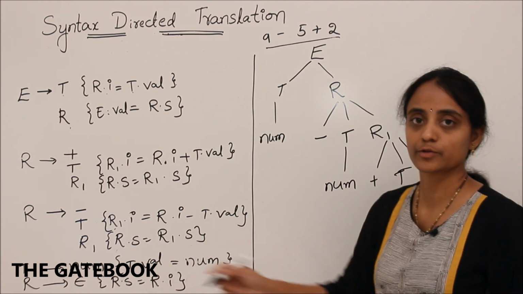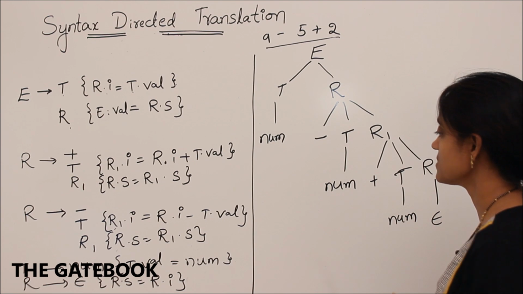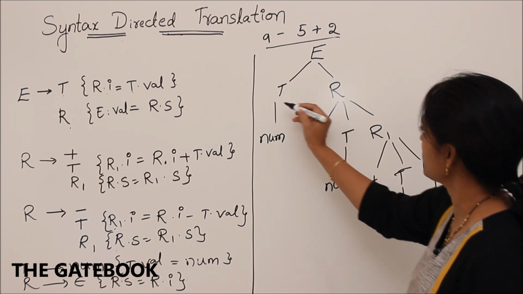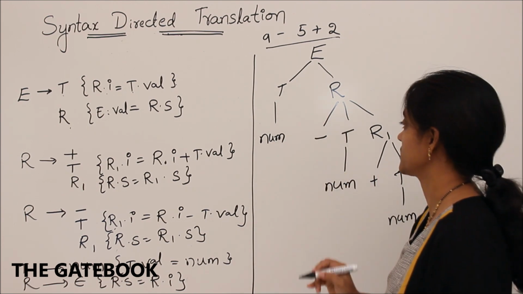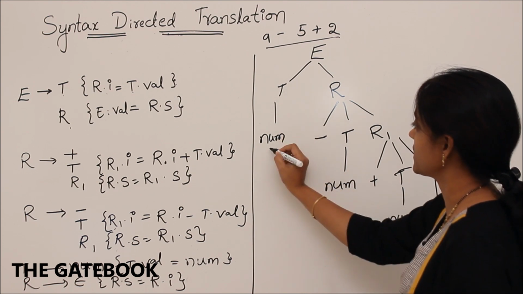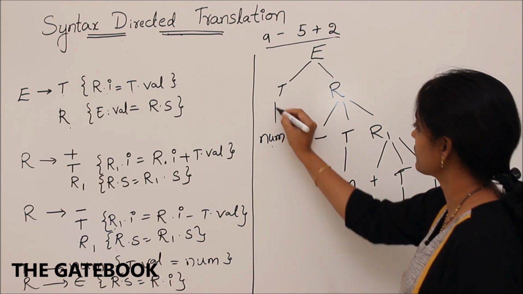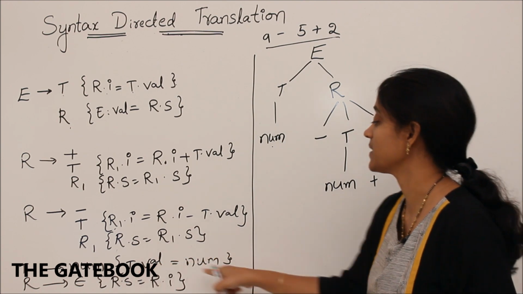Now let's see how to apply these translation schemas. So let's start from this production. Here T derives number. So whenever we apply this production, we have to apply this rule as well.